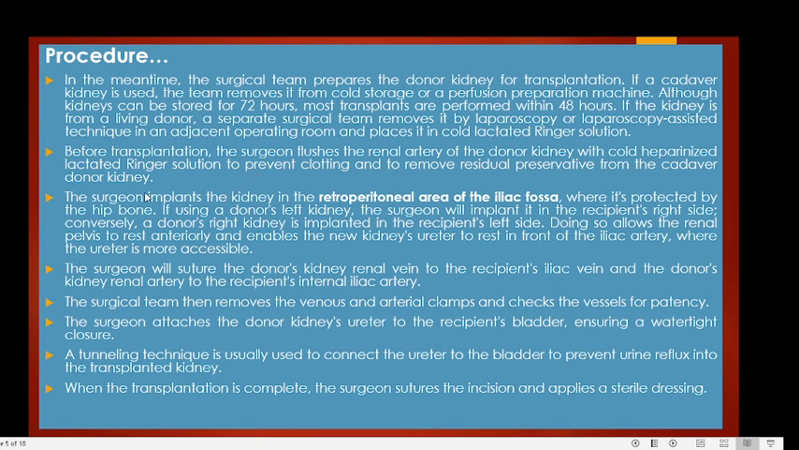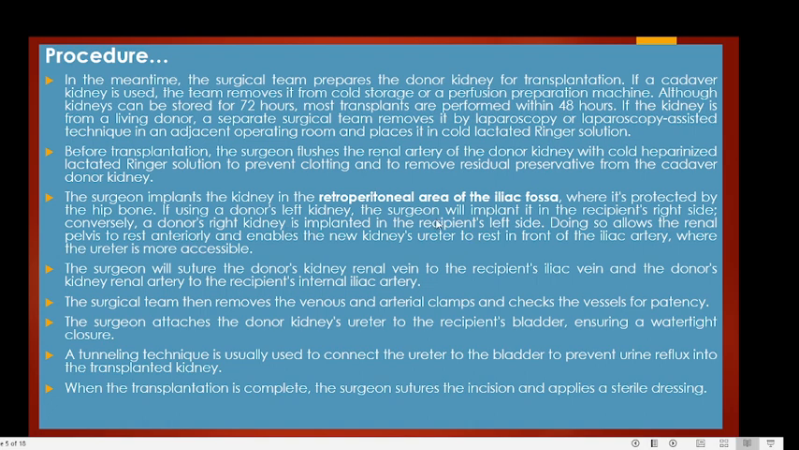So the surgeon implants the kidney in the retroperitoneal area of the iliac fossa, where it is protected by the hip bone. Okay, remember, implantation in that iliac fossa is vital so that the hip bone can protect these implanted kidneys. If using a donor's left kidney, it's important that the surgeon will implant it in the recipient's right side. Conversely, a donor's right kidney is implanted in the recipient's left side.